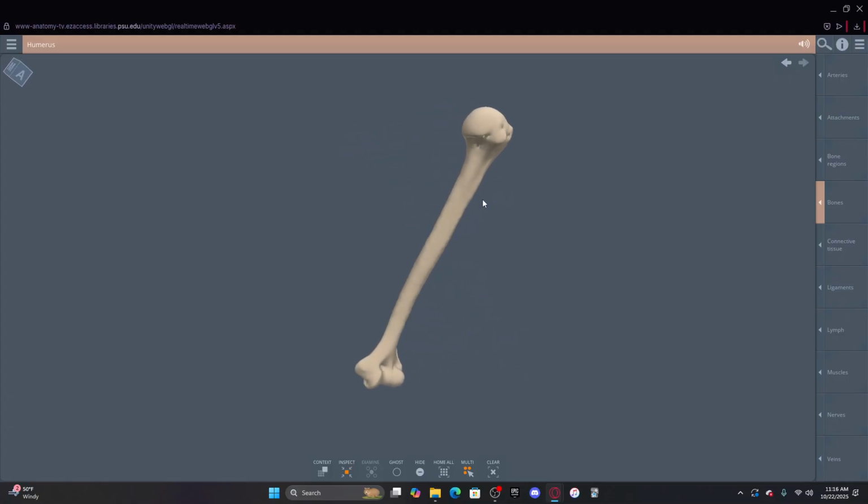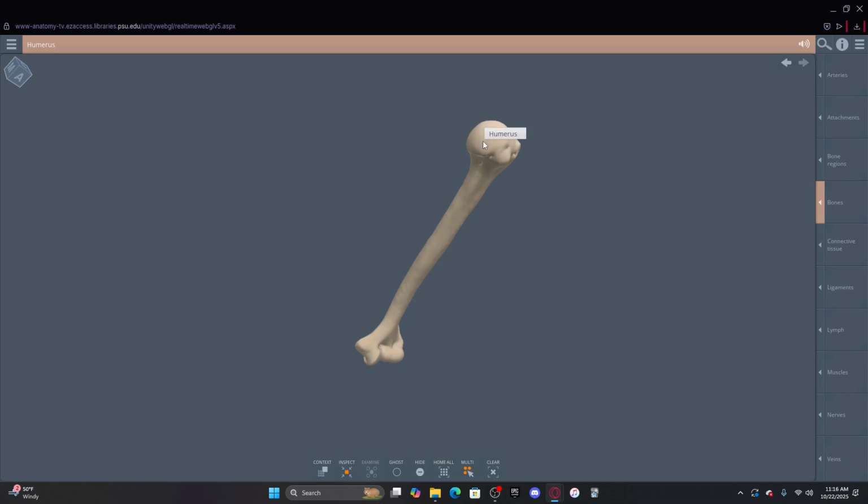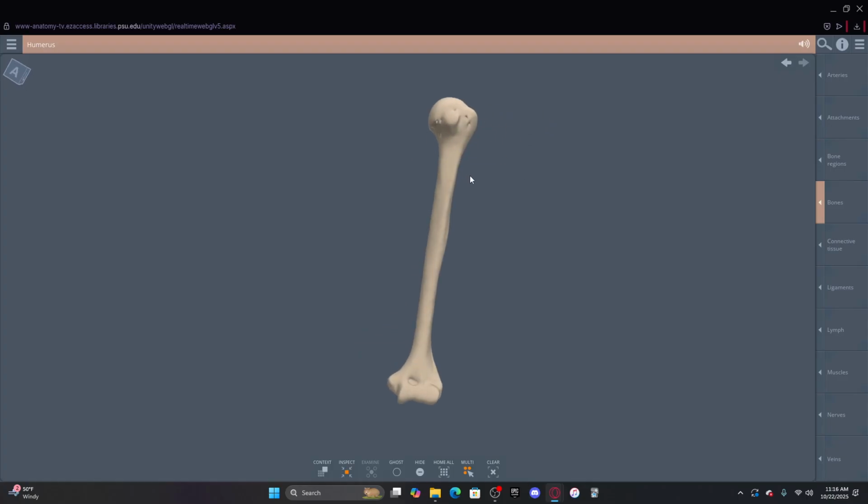All right, and then you have the head of your humerus, which is going to articulate with the glenoid fossa, making your glenohumeral joint. So we have the glenoid fossa of our scapula and the head of our humerus, forming the glenohumeral joint. This is our humeral head, or head of the humerus. Then you have the neck of the humerus, and then you have your shaft. But we don't need to know that for now.